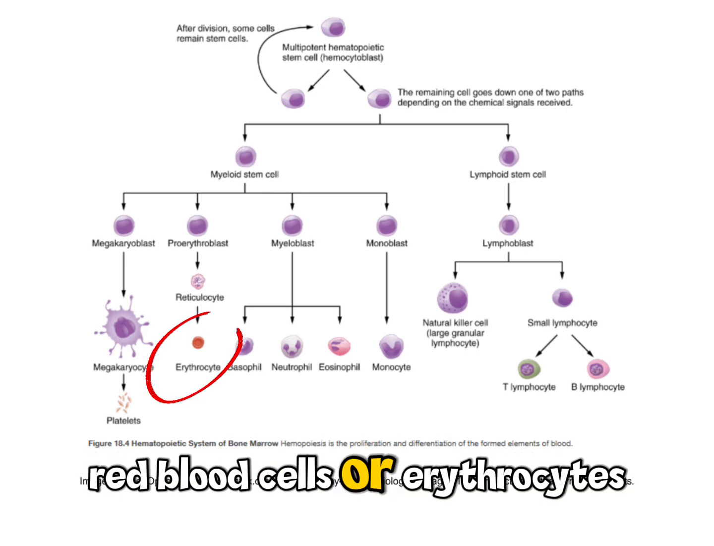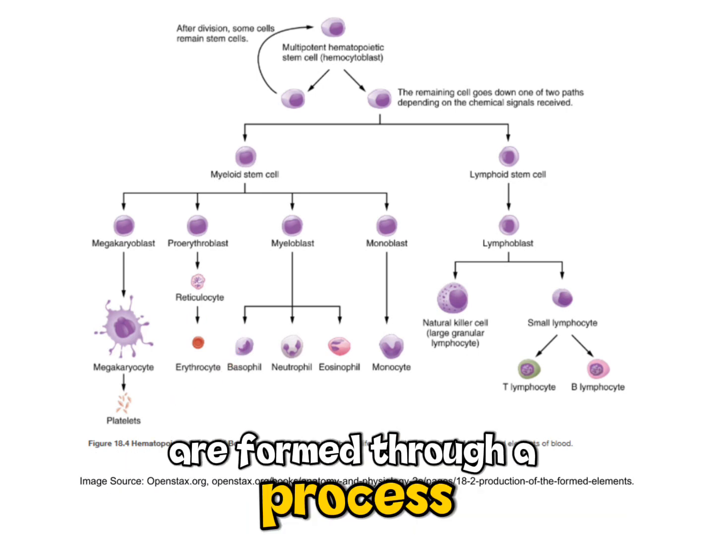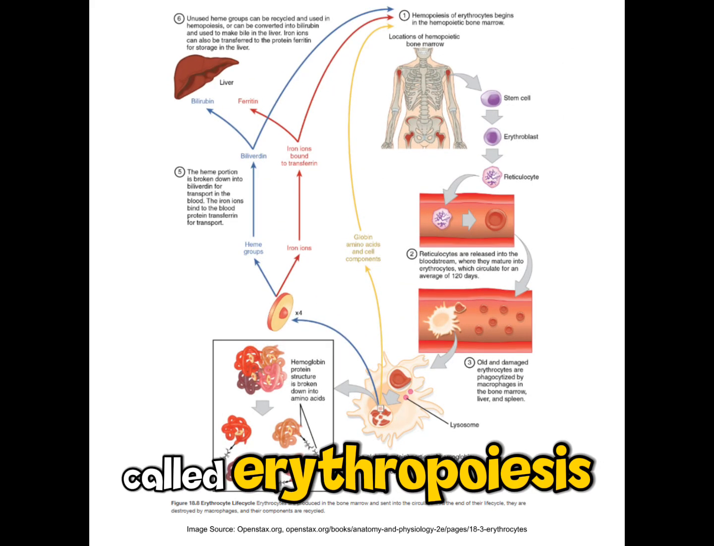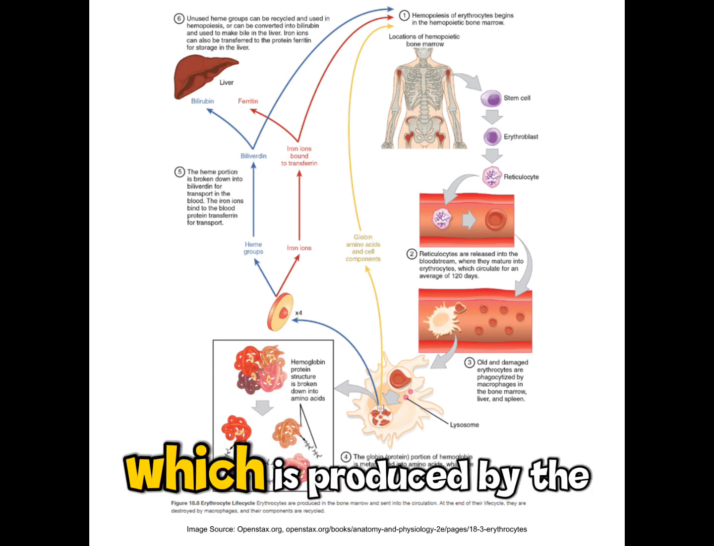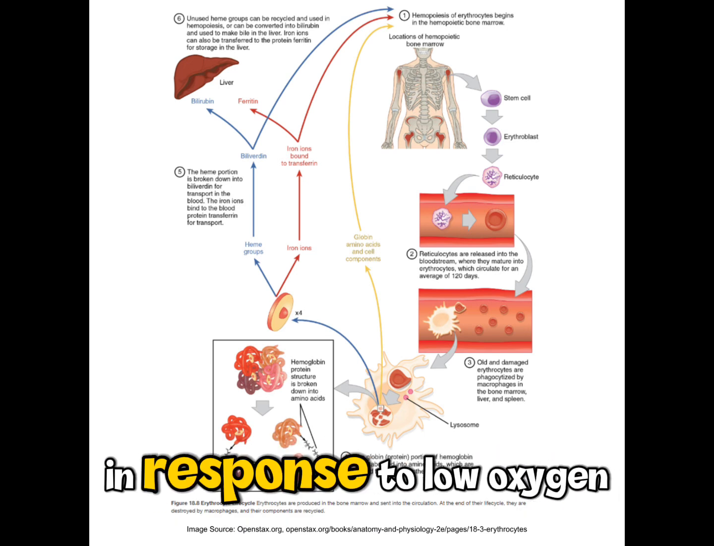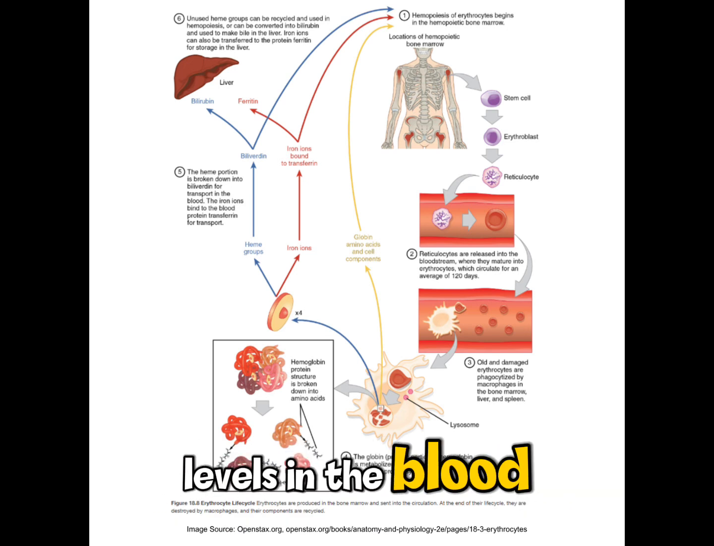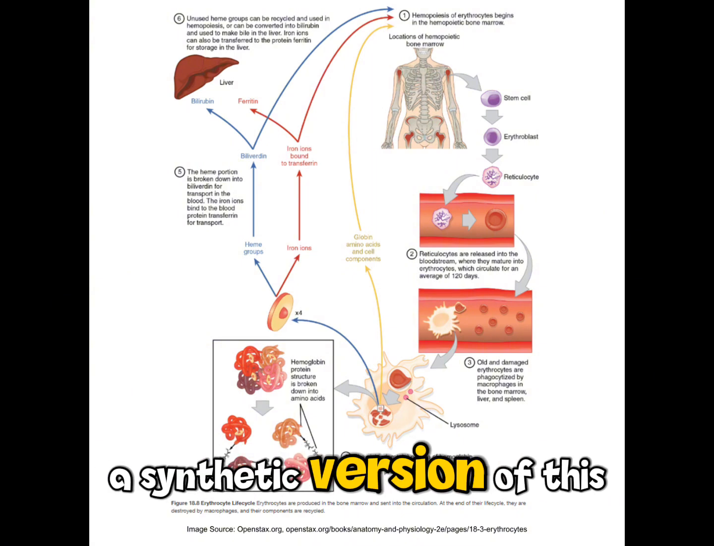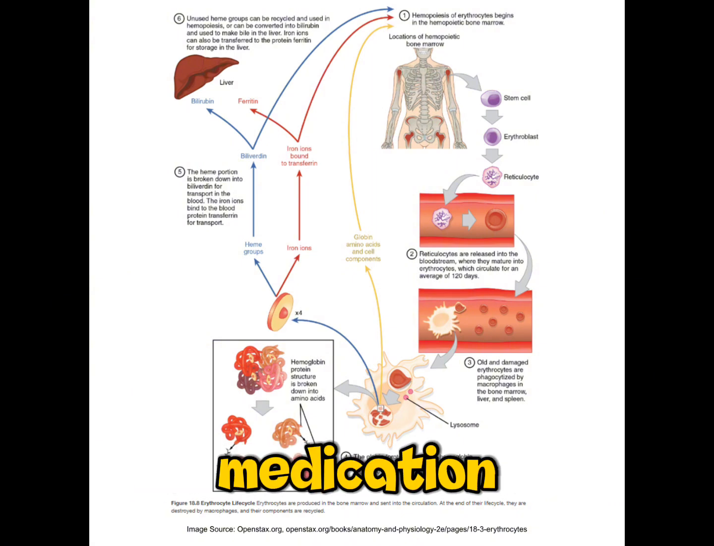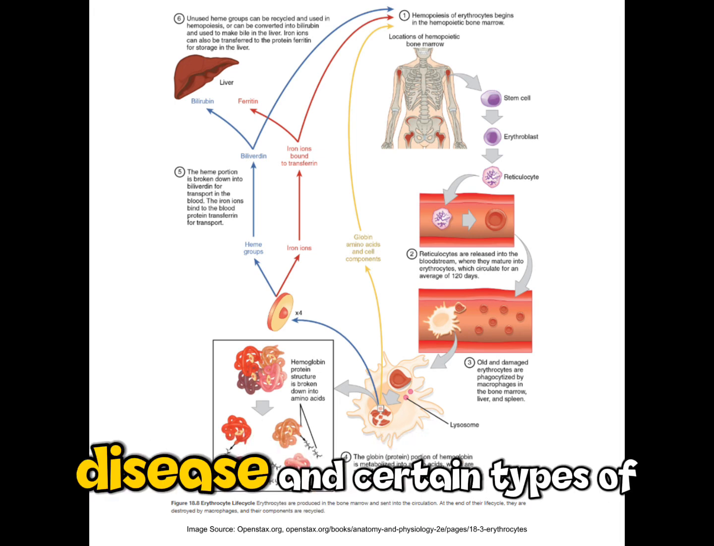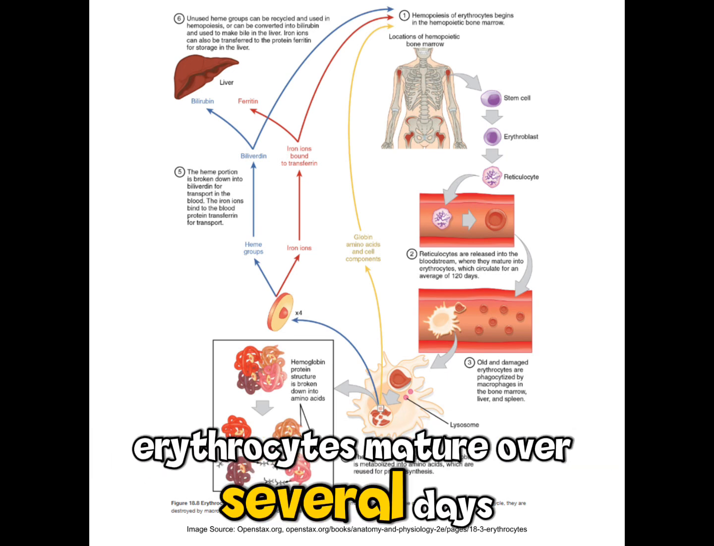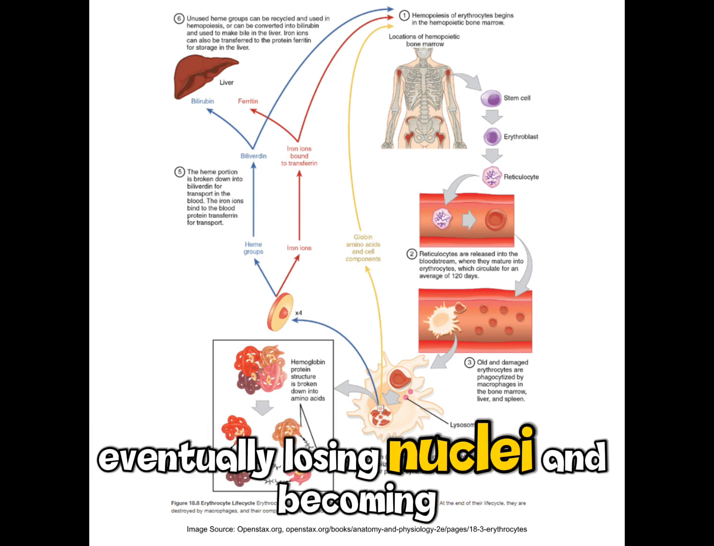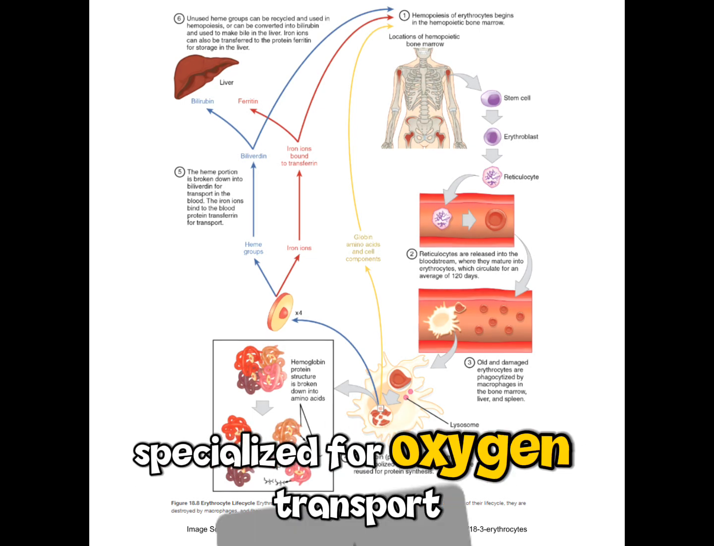Red blood cells, or erythrocytes, are formed through a process called erythropoiesis. This is mainly regulated by the hormone erythropoietin, which is produced by the kidneys in response to low oxygen levels in the blood. Clinically, a synthetic version of this can be administered as a medication to stimulate red blood cell production in patients with chronic kidney disease and certain types of anemia. Erythrocytes mature over several days, eventually losing nuclei and becoming specialized for oxygen transport.